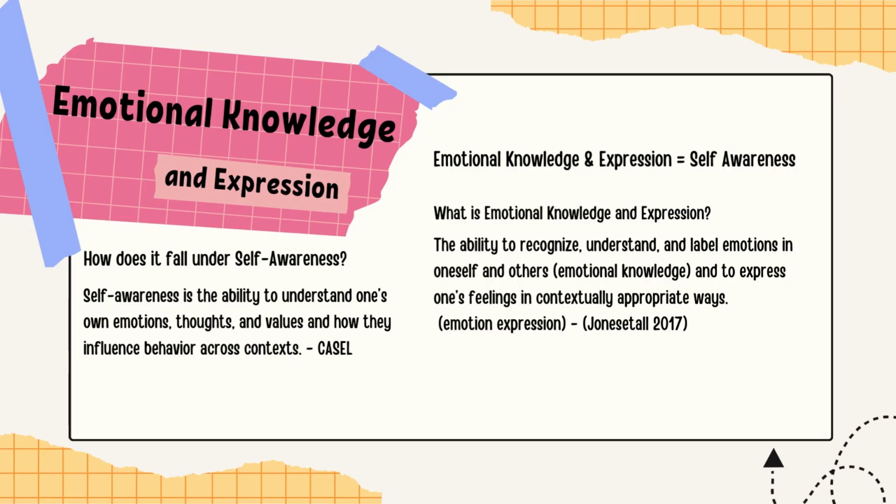Emotional knowledge and expression is the ability to recognize, understand, and label emotions in oneself and others, and to express one's feelings in contextually appropriate ways. Now, how does it fall under the self awareness category? Self awareness is the ability to understand one's own thoughts and values and how behavior comes across contexts.